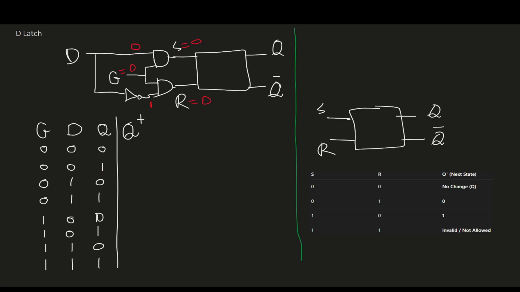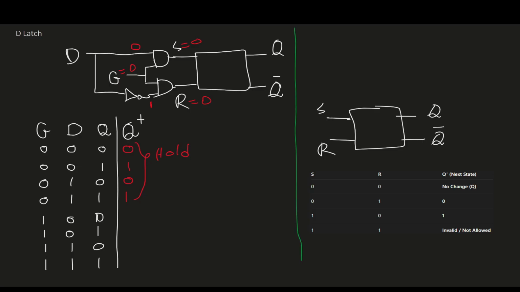Now let's look at the state table of the SR latch. When S is 0 and R is 0, no change, so we hold the previous state. In all of these four rows, since the gate is disabled, one of the inputs of the AND gates is always 0. So no matter what D and Q are, we will always output 0 here for the first four rows. So in these four rows, we hold the previous state of the system. Q plus will be equal to Q. So for these rows, Q plus will be 0, 1, 0, 1, because we hold the previous state.